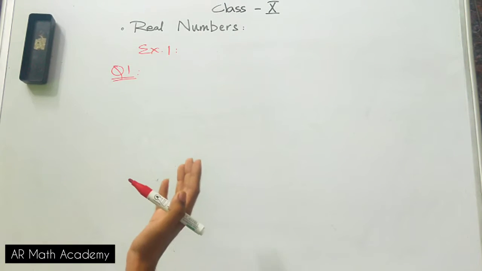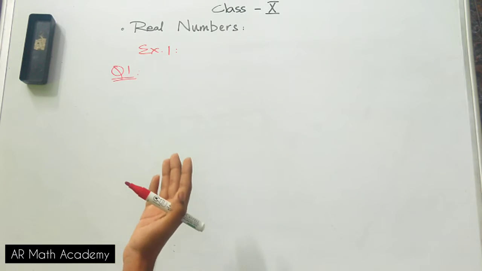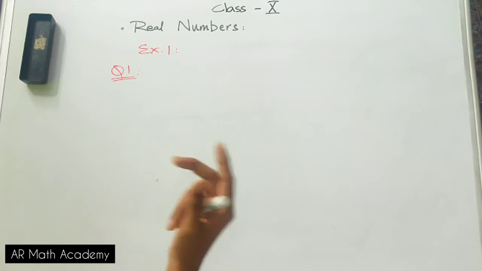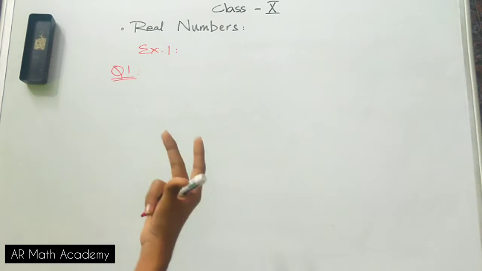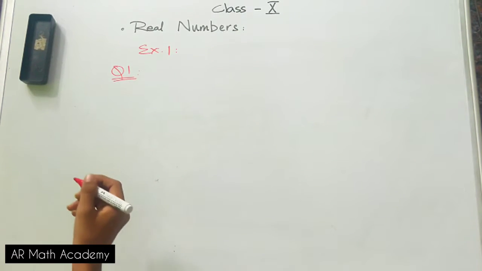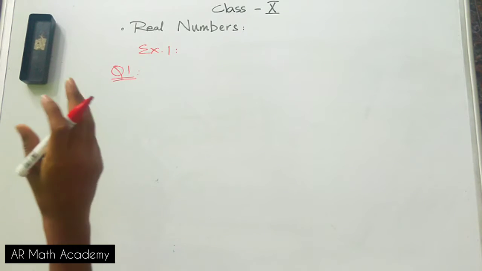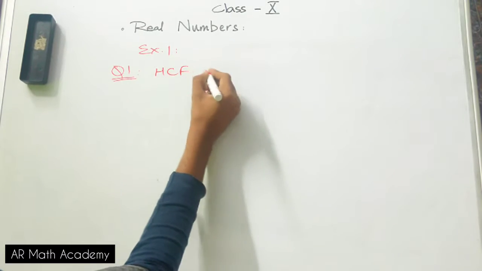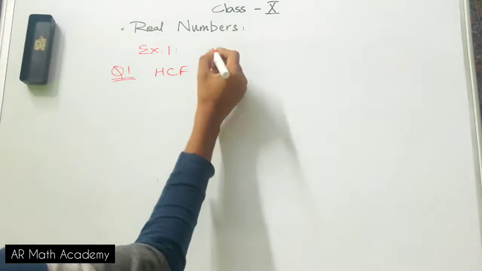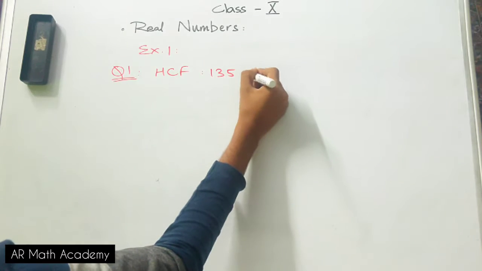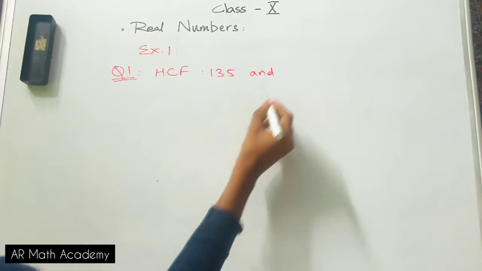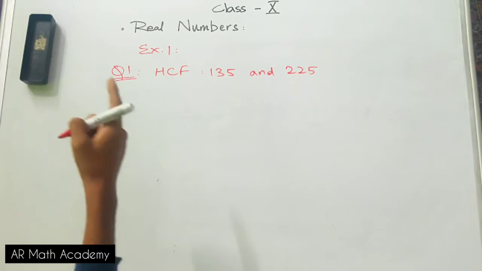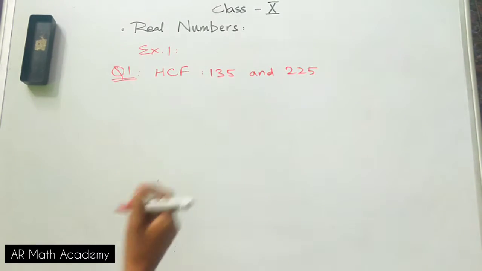You can follow along, you can see the questions of this chapter and you can try to solve them along with me, so that you get a clear concept while listening to what I am saying and how I am explaining the concepts. So here is question number 1. It says that we have to use Euclid's division lemma to find the HCF of these two numbers, 135 and 225.